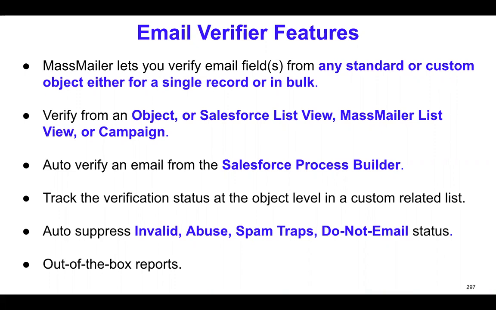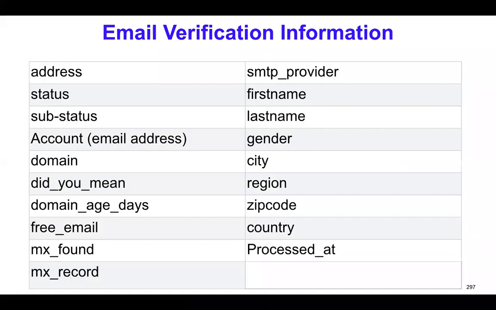Anything that is invalid, abuse, spam trap, or do not email status, we automatically suppress them. What it means is, let's say you validated your database and some of them are invalid or maybe on the do not email list. When you're sending a campaign again next time, we auto suppress those emails automatically for you. So you don't have to filter them out. Okay. And we have some out-of-the-box reports as well, if you want to customize those reports.